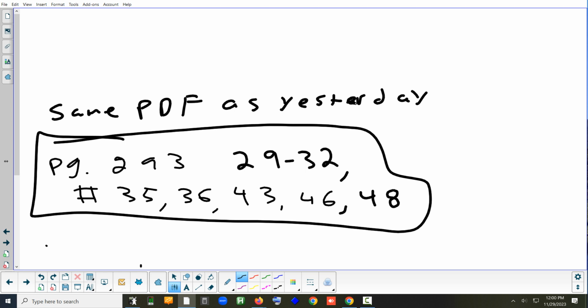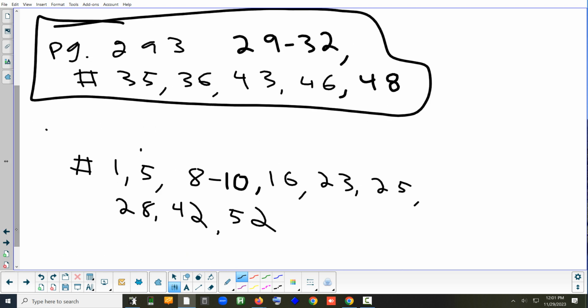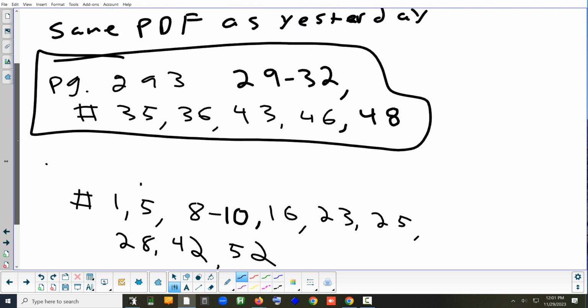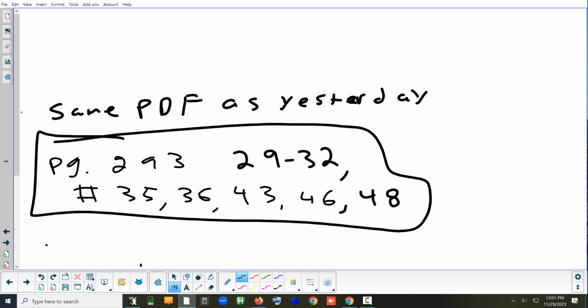If you saw I erased the page 301, that's the homework for tomorrow. That's page 301. But we'll look at that one tomorrow.